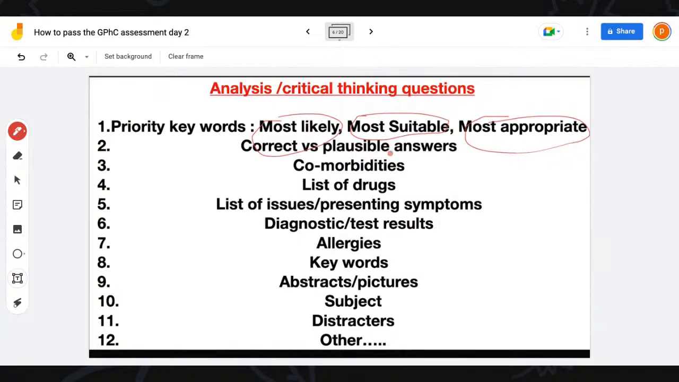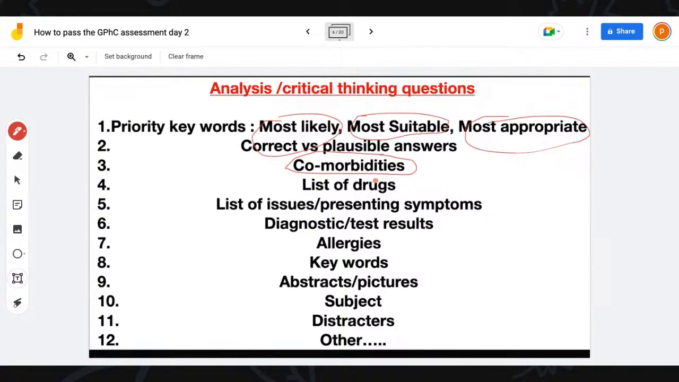Then these questions have comorbidities. Yesterday, we looked at the GPhC framework, and it stated very clearly that they will give you quite a number of questions. Most of the scenarios you're going to have are patients with comorbidities, so they have more than one condition. Your analysis questions tend to have more than one condition. So the patient's got hypertension, has got diabetes as well, maybe suffered from heart failure, or has got gout.